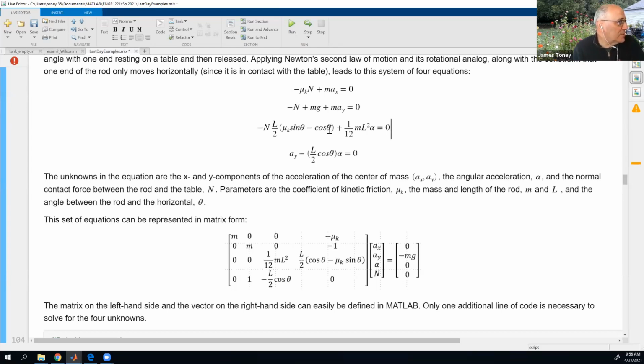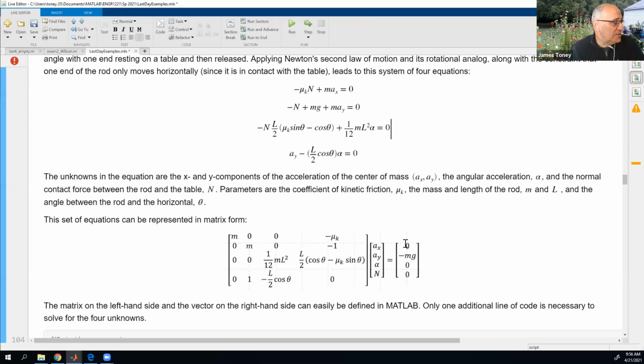Third equation doesn't have ax or ay, so we have 2 zeros. Coefficient for alpha is 1/12 ml squared. And the coefficient for n is minus L over 2 mu k sine theta minus cos theta. And I just changed the sign here, just factored through that minus sign. And then the fourth equation, 0, 1 for the ay term, minus L over 2 cos theta for the alpha term, and there's no n term. All right, so that's the matrix.